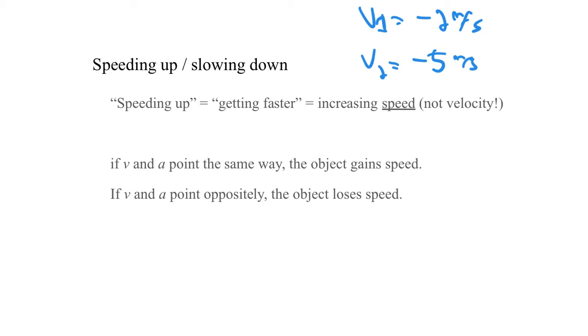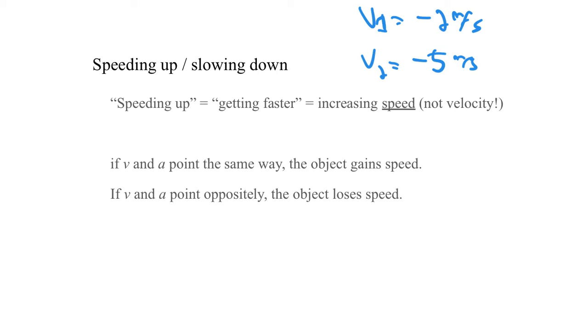But the object is clearly getting faster. It was going at 2 meters per second, now it's going at 5 meters per second. So even though the velocity has become less, because minus 5 is less than minus 2, the object is going faster, because 5 is more than 2.